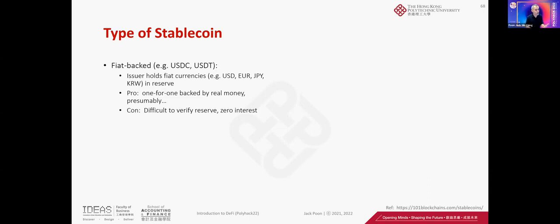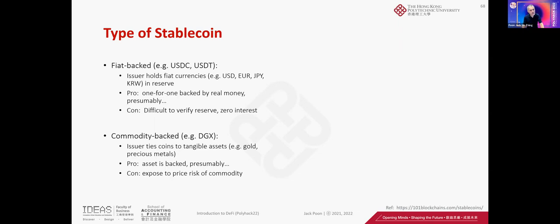It's kind of like you go to a bank and say, hey, I want to withdraw my deposit. And the bank comes to you and says, no, you cannot withdraw. And suddenly you go into panic mode. You're trying to figure out how to move your money to other places where you can withdraw. And that's exactly what happened to UST.